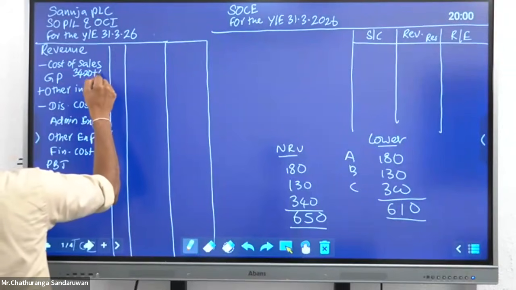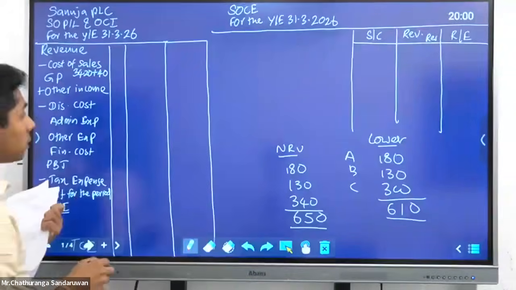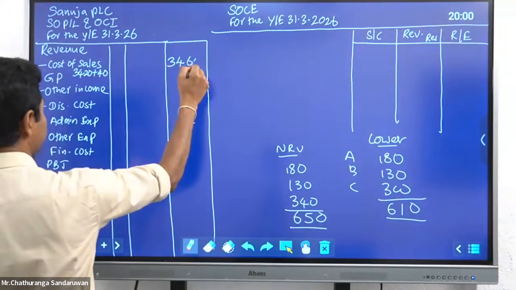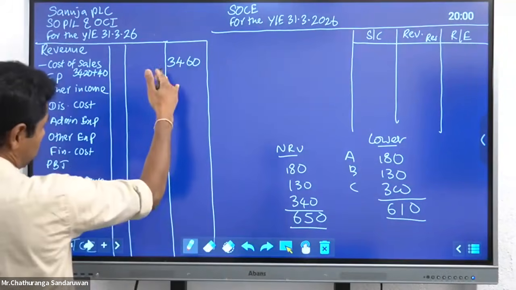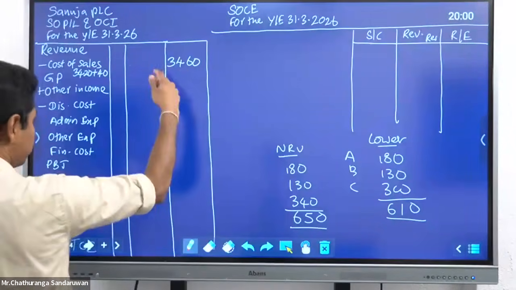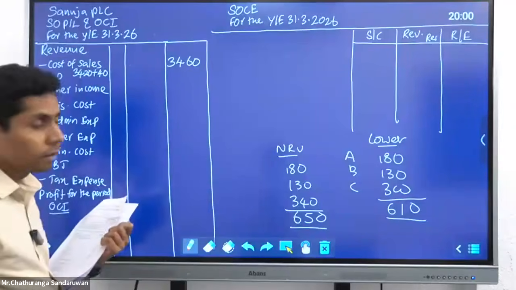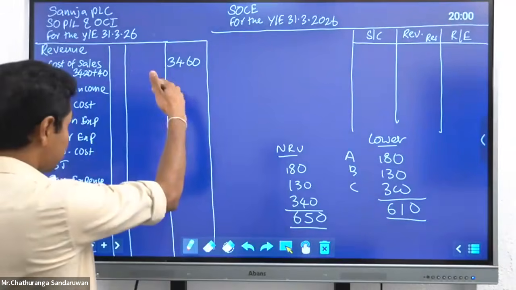3420 plus 40, right? It should be 3460. I don't know whether other adjustments would impact on this, but let's assume there are no other adjustments impacting this, right? Therefore, the correct cost of sales is 3460.